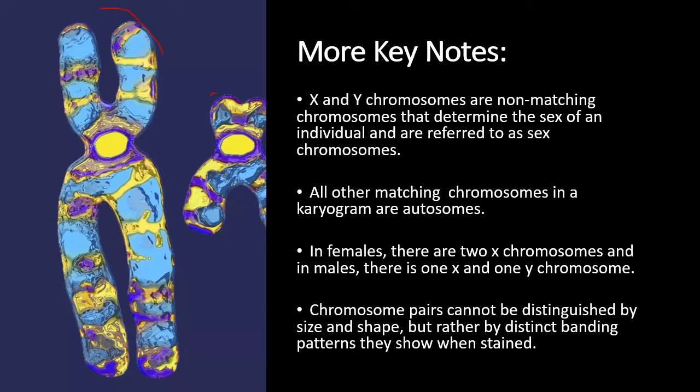In females, you would usually have two X chromosomes. So a female's chromosomal denotation is XX, while for a male, it is XY, because males have one X and one Y chromosome. So chromosomes are usually distinguished by their banding patterns when they're stained, and that is how we're able to tell which ones are homologous and which ones are not.